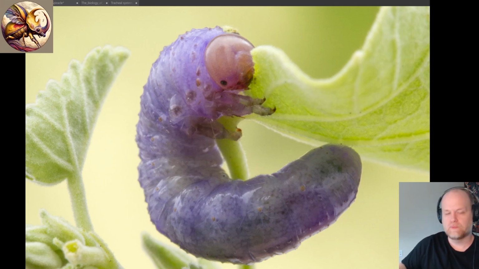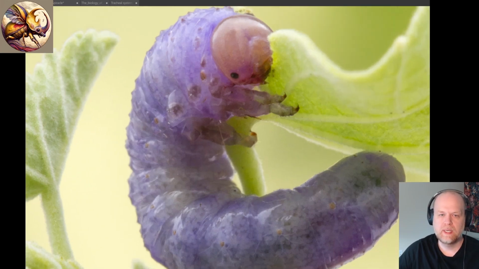So this image in front of you is a sawfly larva. It looks like a caterpillar, but it's actually a wasp. You can tell because it doesn't have prolegs like a caterpillar, and it has these big eyes, which are very distinctive for sawfly larvae. But they feed on plant tissue just like caterpillars do.